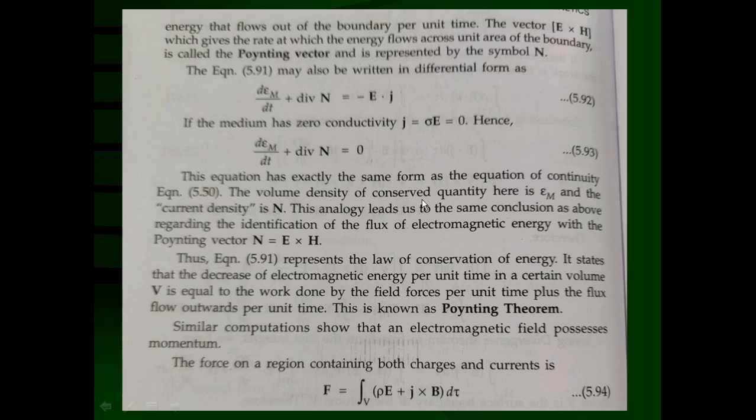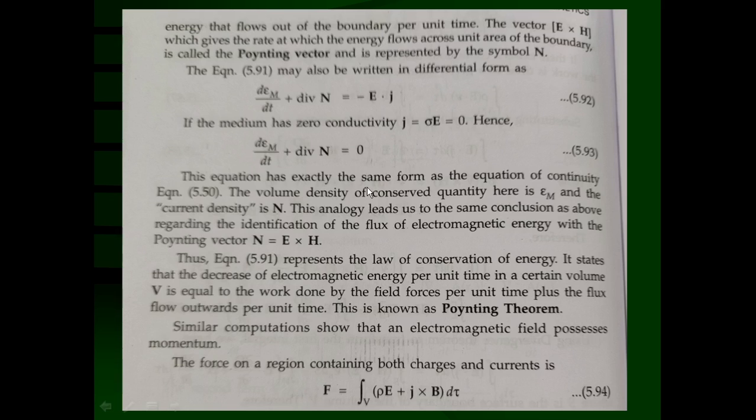The volume density of the conserved quantity here is Em. We can also write it this way: divergence of N is equal to minus ∂Em/∂t. So ρ is going to be replaced by Em. The conserved quantity, instead of the volume charge density ρ, is here the electromagnetic energy density Em, and the current density J is replaced by the energy flux N, which is nothing but E cross H.